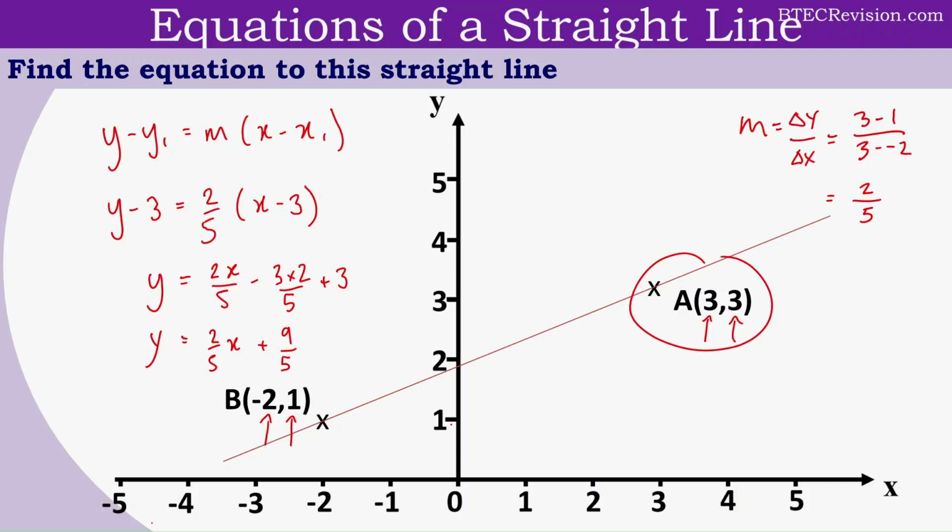And also changes to the form ax plus by plus c equals 0. So we would take the y over, that would give us 0 is equal to 2 over 5x take away y plus 9 over 5. We can multiply everything by 5 just to clean this up a little bit, which will give us 2x take away 5y plus 9 is equal to 0.